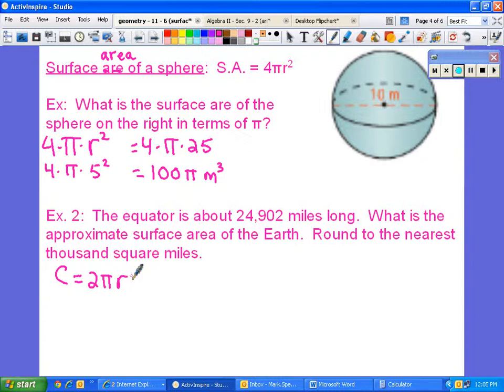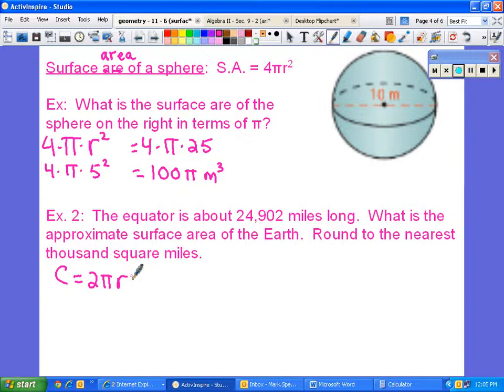What's the advantage of using 2 pi r instead of pi times d? Why is it fewer steps? What do we need in order to find the surface area? The radius. So if we first leave this as pi times d, it's an extra step because we're only going to have to divide by 2.